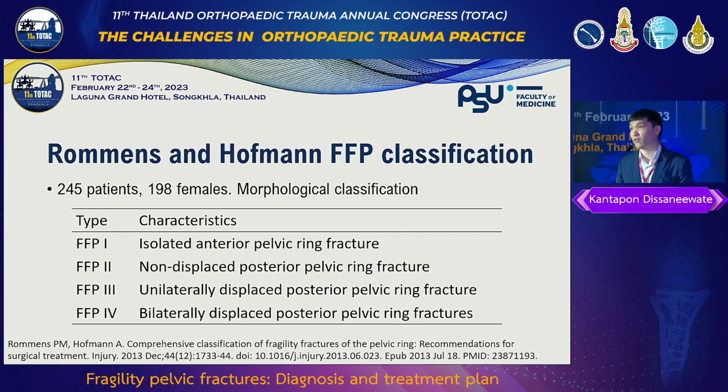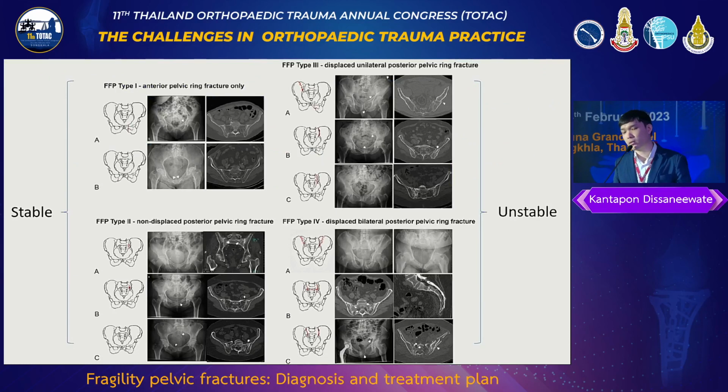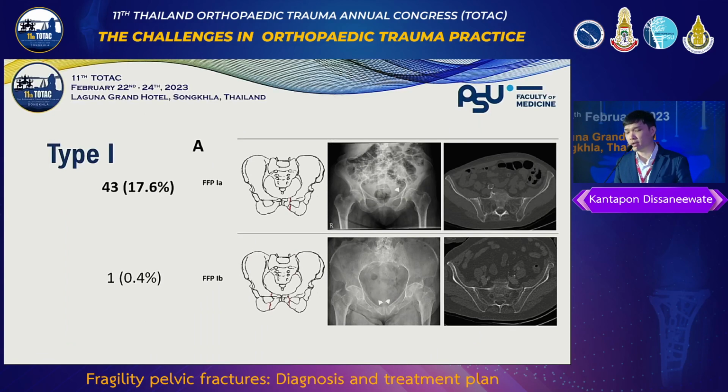It consists of 4 classifications. The FFP type 1 is the isolated anterior pelvic ring fracture. Type 2 is the isolated non-displaced posterior and anterior pelvic ring fracture on one side. Type 3 is a displaced fracture of the posterior pelvic ring on one side. And type 4 is bilateral displaced posterior ring fractures. So they classify type 1 and type 2 as the stable type, and type 3 and type 4 as the unstable type.